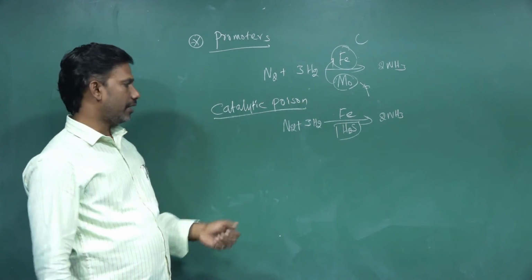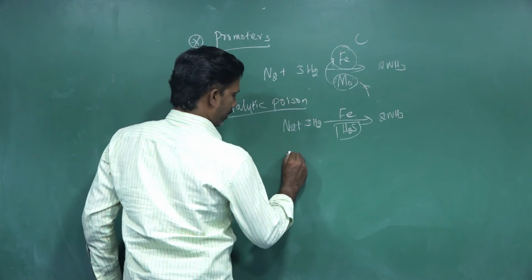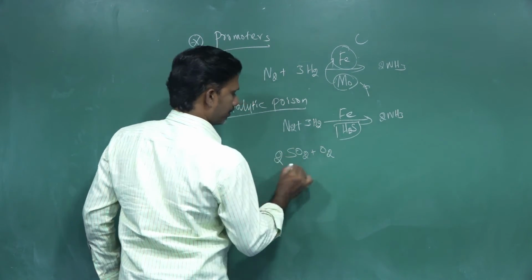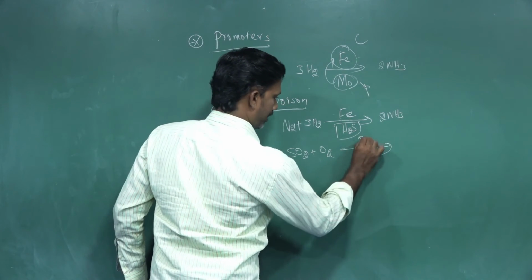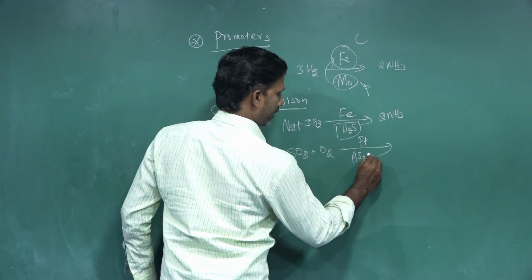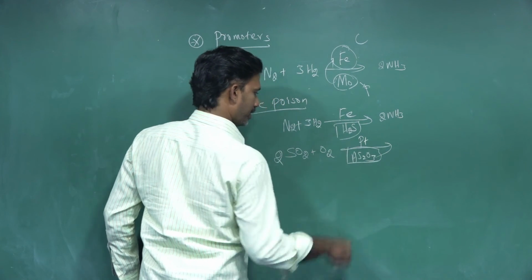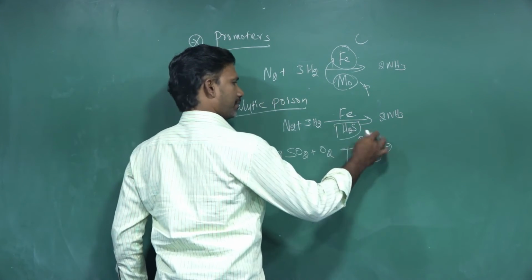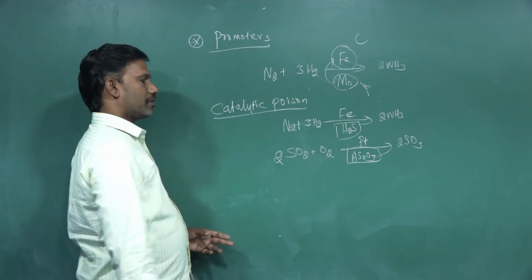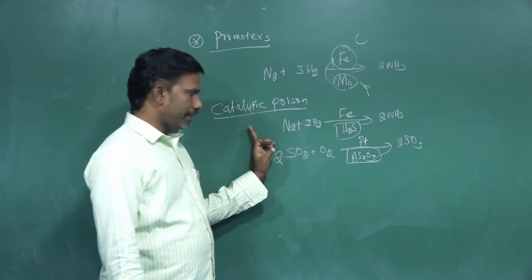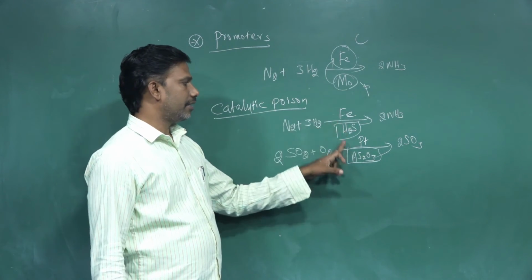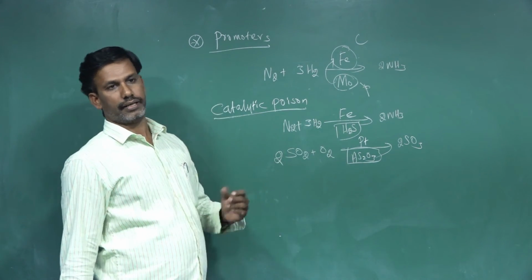the H2S. Likewise, we can have the preparation of sulfur trioxide, where we can use a platinum catalyst. AS2 is a catalytic poison which retards the activity of the catalyst and disturbs the yield. So the catalytic poison is involved with the catalyst. The activity of the catalyst is reduced by the catalytic poison.